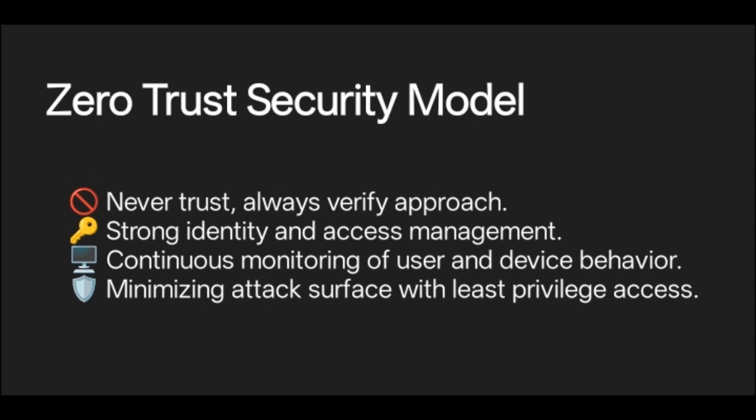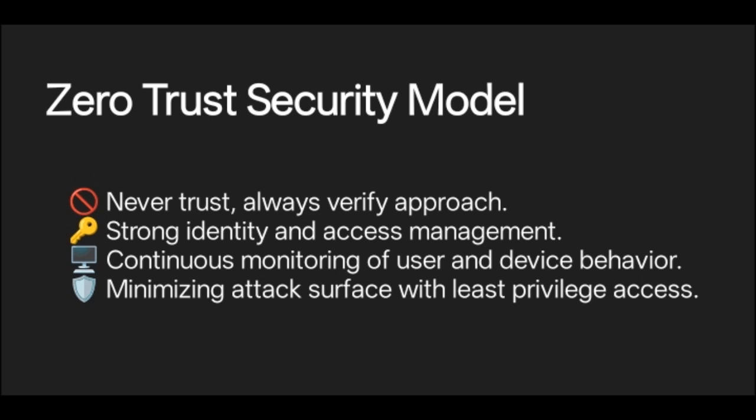The second principle is strong identity and access management, IAM. Zero Trust relies heavily on ensuring that only the right people, with the right level of permission, can access resources. This includes multi-factor authentication, MFA, where users must provide 2 or more pieces of evidence to prove their identity. It may also include conditional access policies, such as granting access only if the request comes from a known device or location. By strengthening identity management, organizations ensure that stolen passwords alone are not enough for attackers to break in.